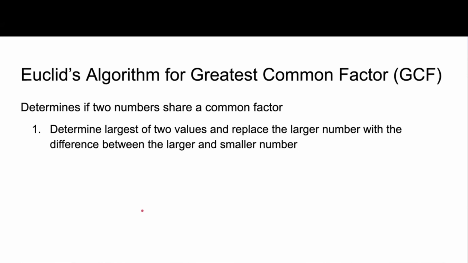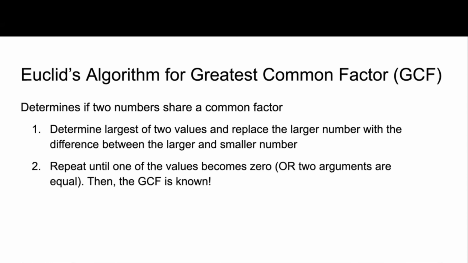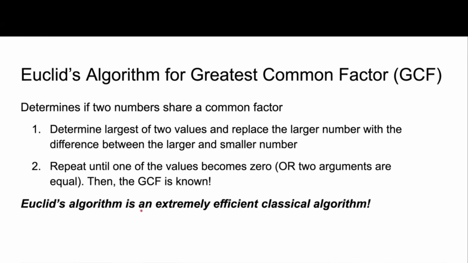The procedure is as follows. We determine the largest of two input values and replace the larger number with the difference between the larger and the smaller. We repeat until one of the values becomes 0 or the two arguments are equal. At that point, the greatest common factor is known. Euclid's algorithm is incredibly useful and it's extremely efficient to implement classically.